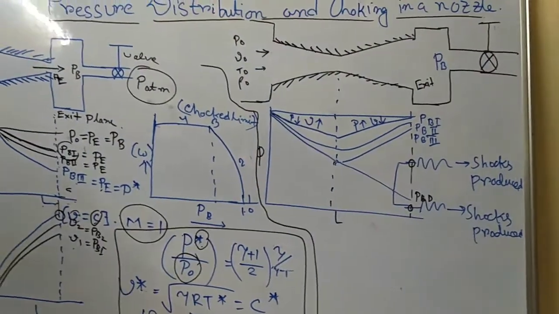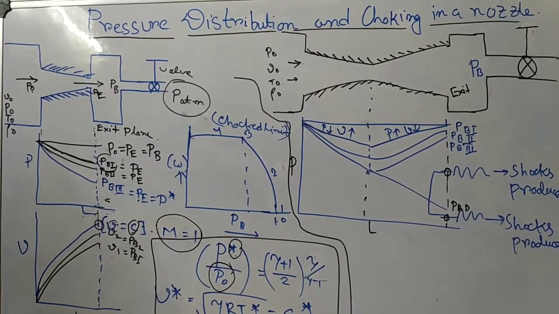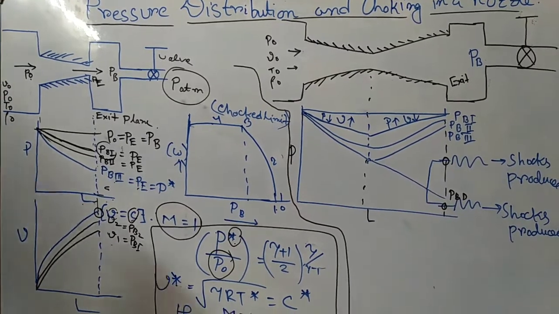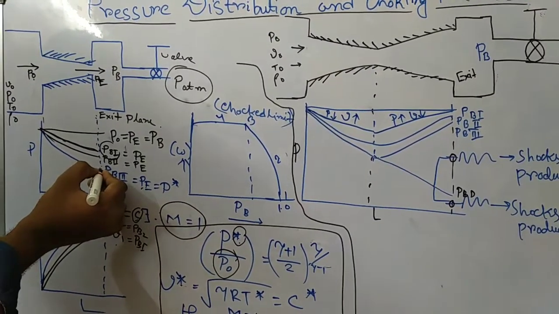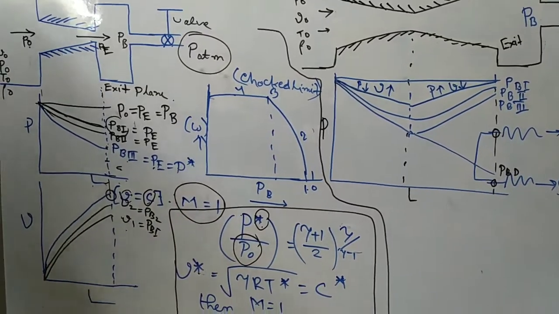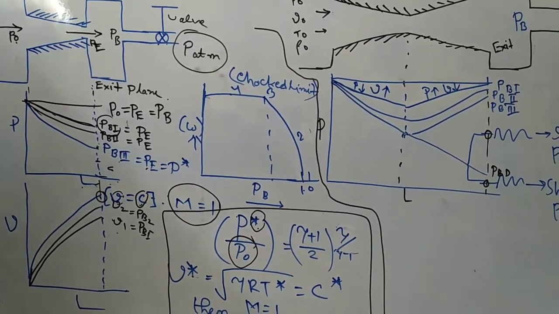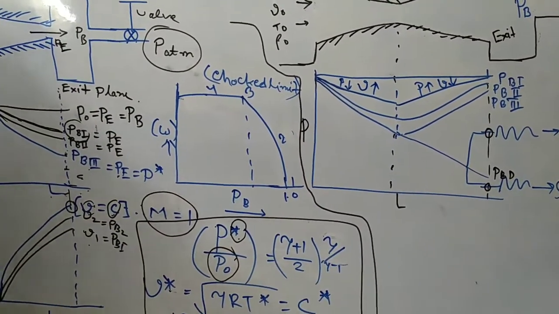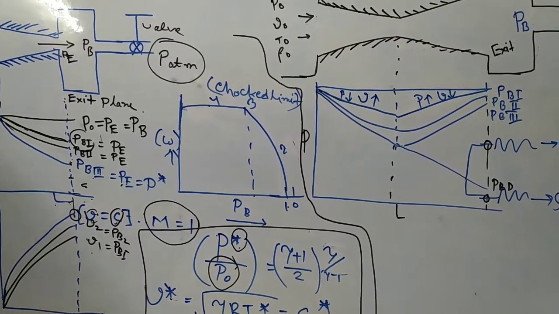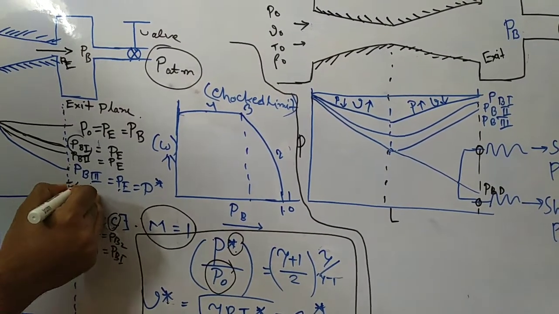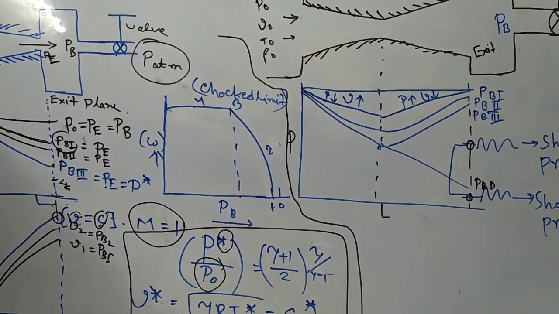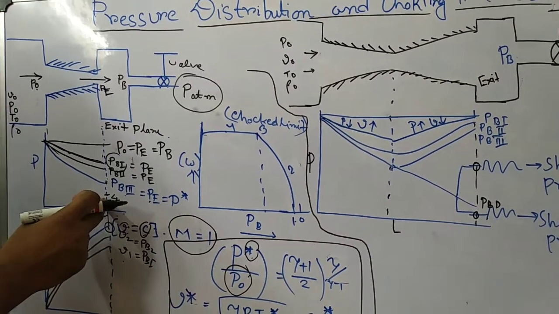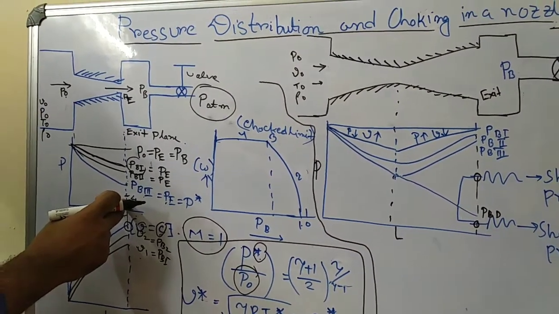Okay, and this is basically the pressure distribution and choking in a nozzle. Now if you decrease PB below the critical pressure, suppose this is your critical pressure limit. When PB is decreased below the critical pressure, indicated here by line 4, there is no increase in the mass flow rate. So in this particular region there is no increase in mass flow rate and PE remains constant at a value equal to the critical pressure.